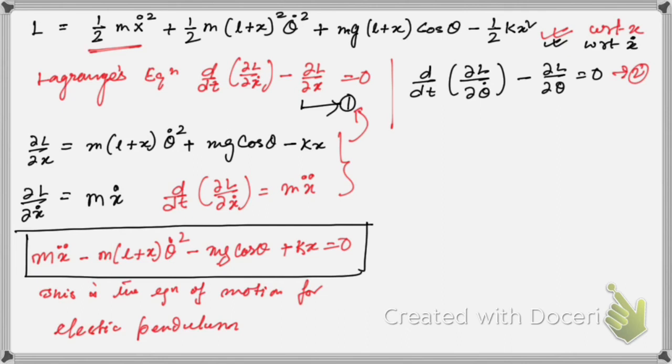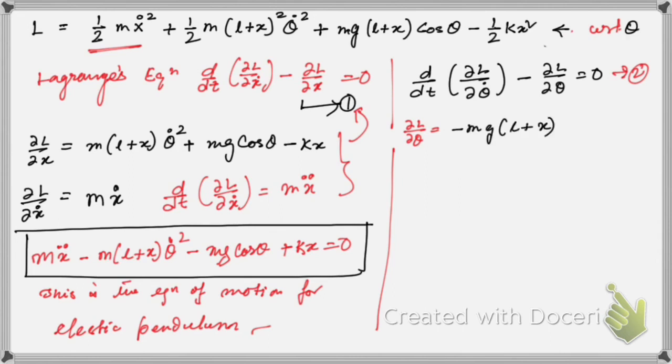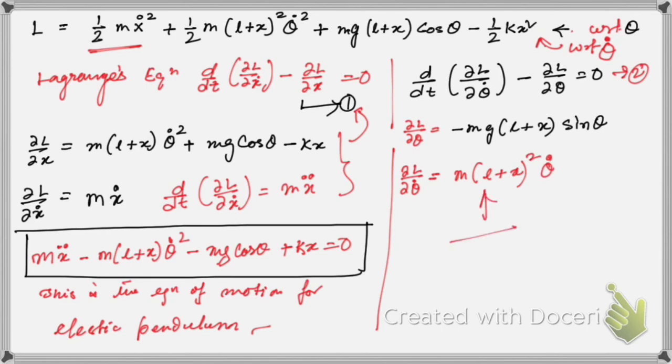Okay, so now let's find del L by del theta. Differentiate the above L expression with respect to theta, and you will get this result. Now if you differentiate it with respect to theta dot, del L by del theta dot is equal to m (L plus x) whole squared theta dot. Now here we are going to apply the product rule. Let me do it in the next slide.